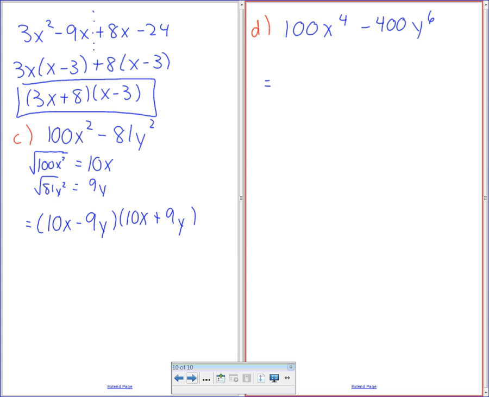All right, what do you do first? The first one is the square root of 100x squared. Great. Okay. What's the next one, please? Aiden, go ahead. Square root of 400y to the sixth.